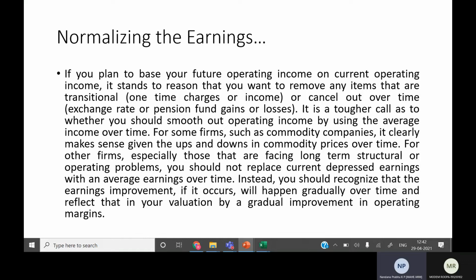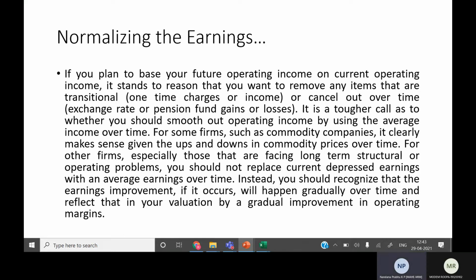Instead, you should recognize that the earnings improvement, if it occurs, will happen gradually over time and reflect that in your valuation by a gradual improvement in operating margins. Therefore, how do we do that? We can take the industry average of the operating margin. It is quite probable that our operating margin might be quite high, but it may be momentary. In case we really know that it is momentary, then we can take the industry average of operating margin, because over a period of time, operating margin will smoothen itself or it will come down.